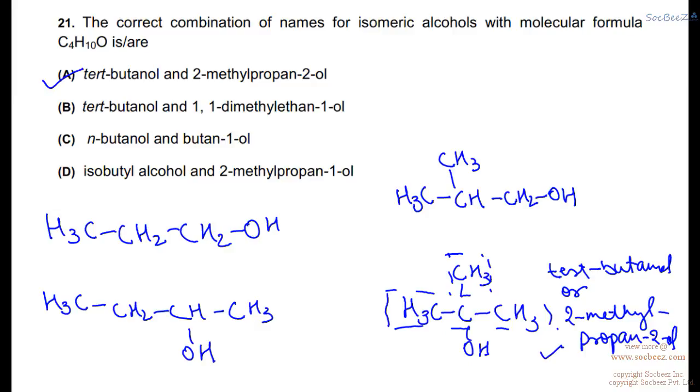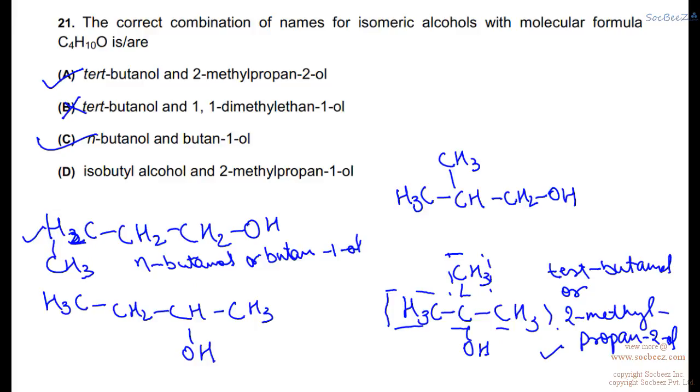Well, tertiary butanol and 1,1-dimethyl ethane 1-ol. No, since propane is the principal chain, option B is wrong. N-butanol and butane 1-ol. Yes, this is N-butanol, and the IUPAC name for this we can write as butane 1-ol. Well, there is one more carbon atom here, I must state something like this. So this is N-butanol or butane 1-ol. So this option is also the right answer.